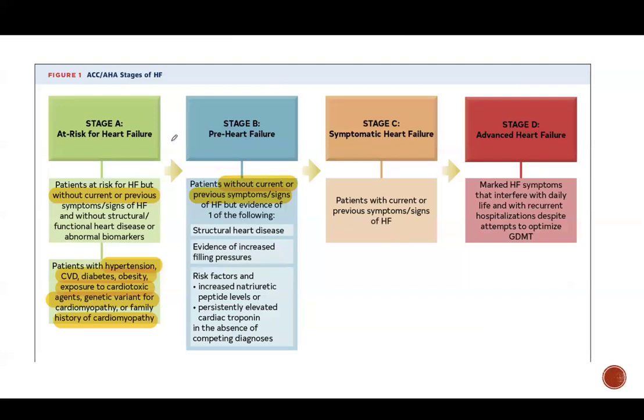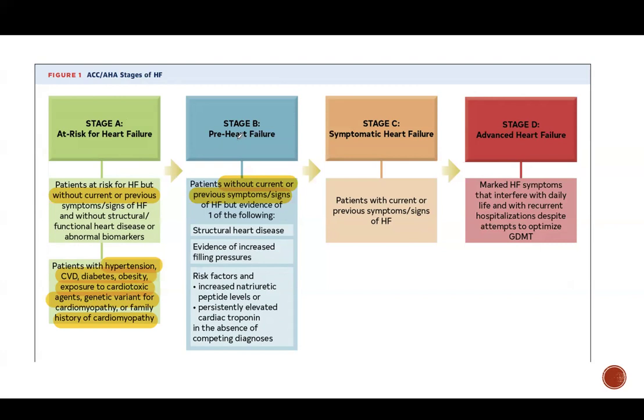So, stages of heart failure based on the ACC and American Heart Association. Stage A is at risk for heart failure, where the patient will have only a risk of heart failure, but the heart is structurally normal. So patients have risk factors of heart failure, including hypertension, diabetes, obesity, and exposure to any cardiotoxic agents.